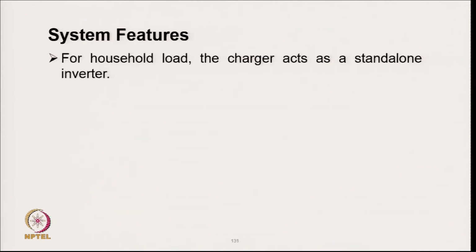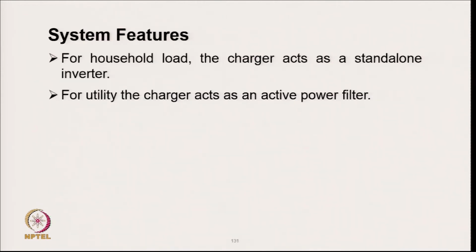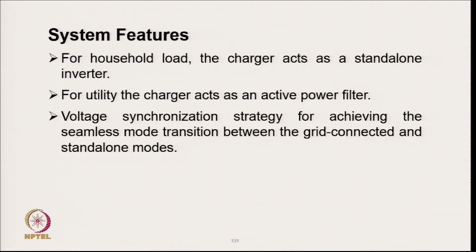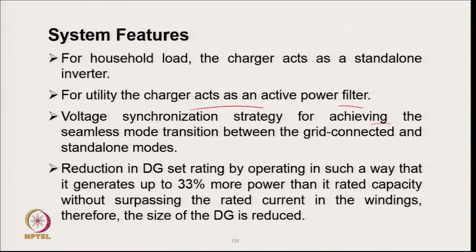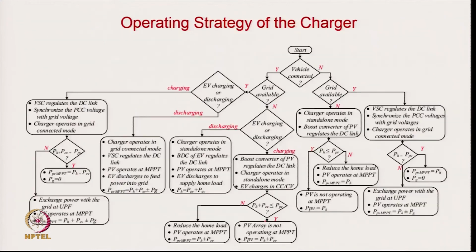The salient features are: for household load, the charger acts as a standalone inverter, and for the utility, the charger acts as an active power filter. There is a voltage synchronization strategy for achieving seamless mode transition between the grid connected and standalone modes, and a reduction in the DG set rating, operating in such a way that it generates 33% more power than its capacity, suppressing the rated current of the winding of the DG set.